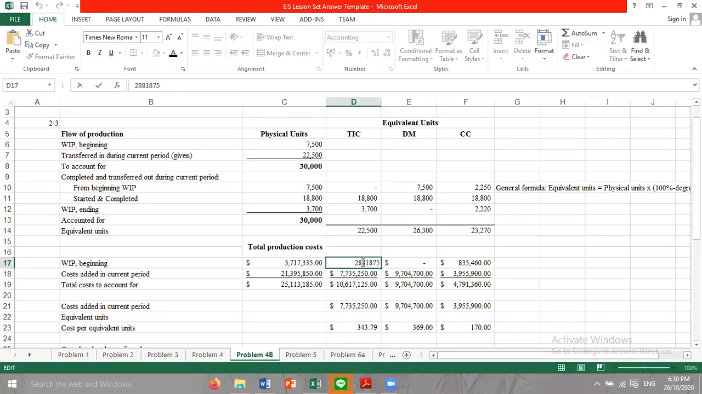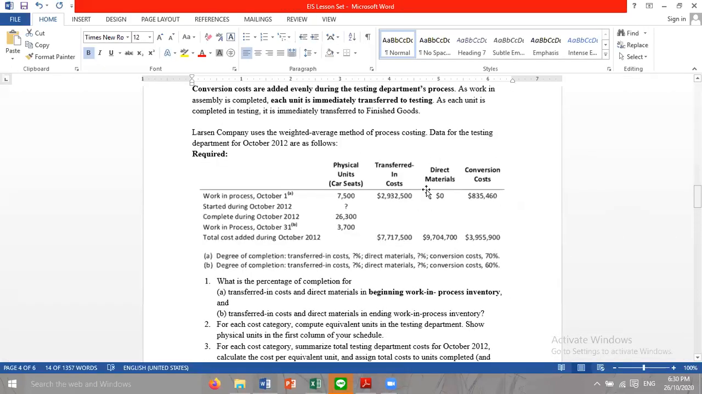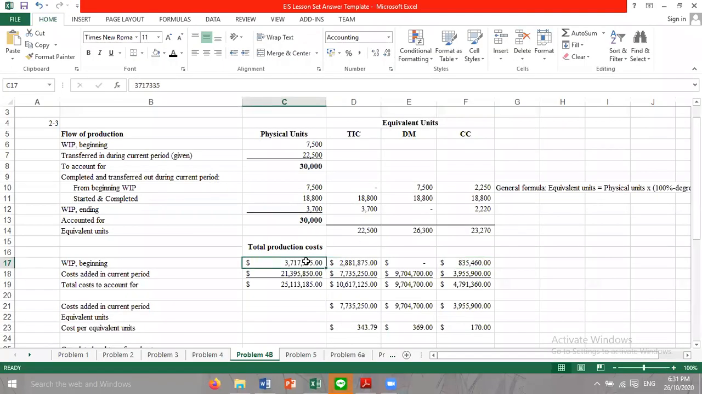So we input 2,881,875. For the DM, once again, it has zero cost value. Why? Because the DM has not been added in the previous period, right? So at the very least, the WIP beginning has the DM value of zero when the process started. For conversion cost, since it was 70% complete, the 70% does not really matter as we already get the information here, just 835,460. So once again, we sum it all up to get this value, 3,717,335.